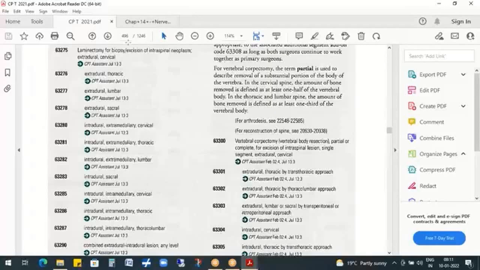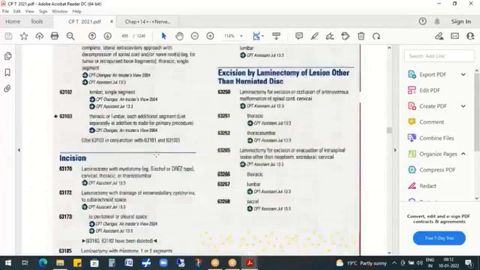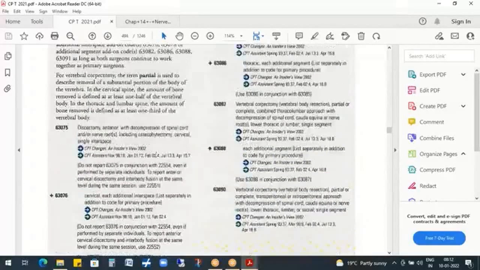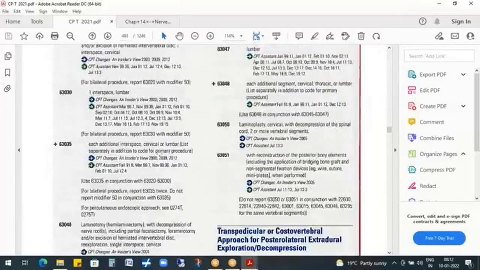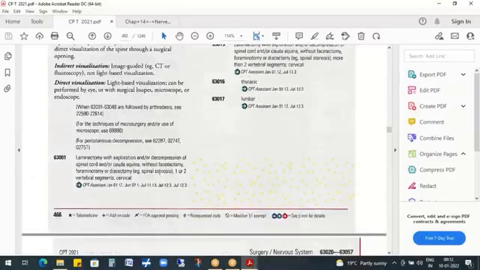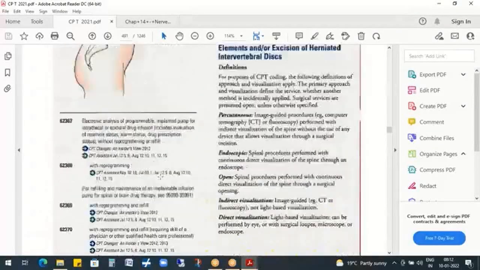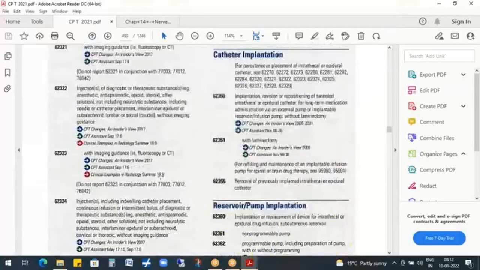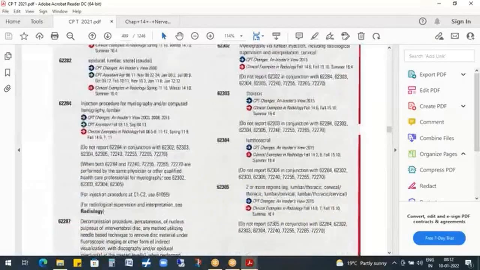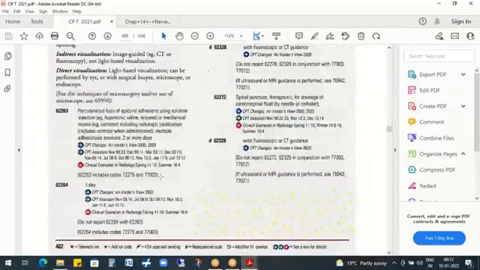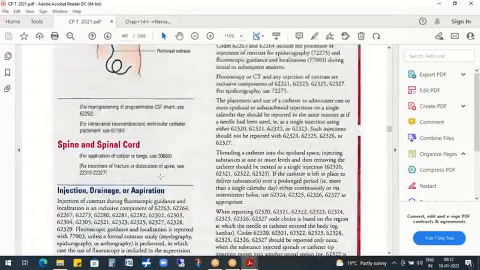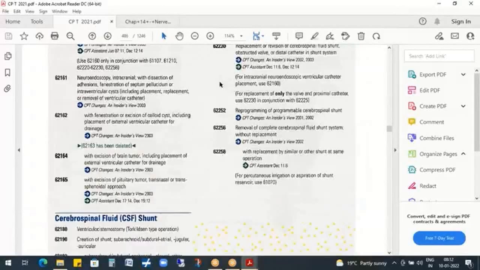No. C1 to C7. How many vertebral segments are present? 7 segments. How many levels are there? 6 levels are there. See, each one will be considered as one segment. Between two segments, what we call it as one level. 6 levels are there. Now you can see the diagrammatic representation.